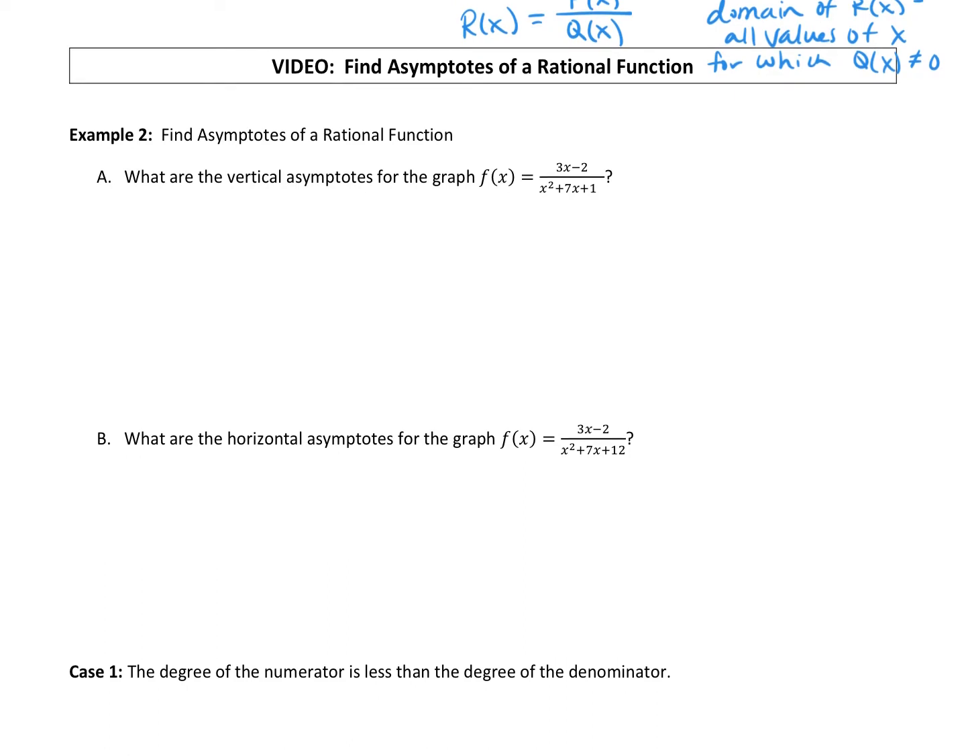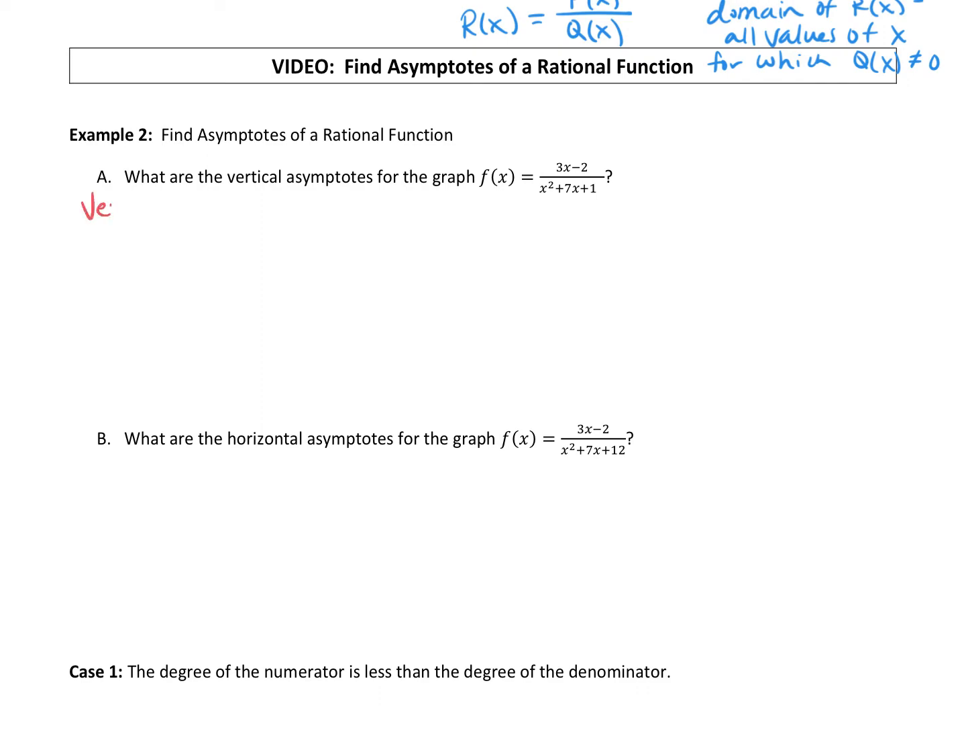So part A, what are the vertical asymptotes for the graph of f of x equals? So here's a rational function. We have a polynomial divided by a polynomial. It's a ratio of two polynomials. Vertical asymptotes, let's just make a side note over here.